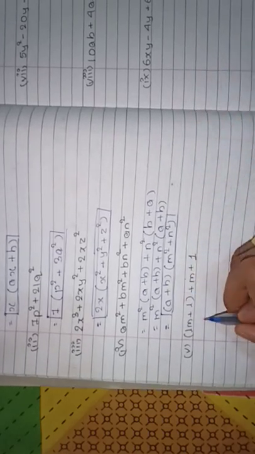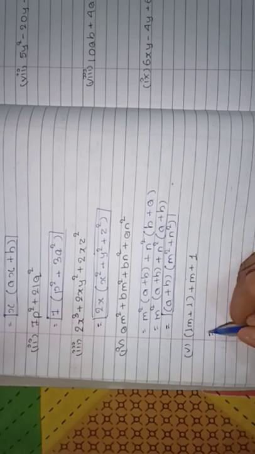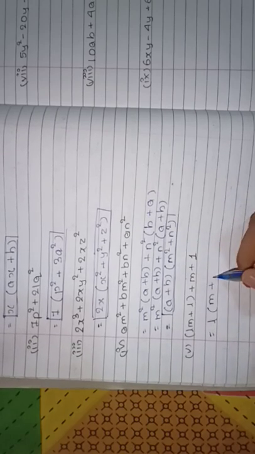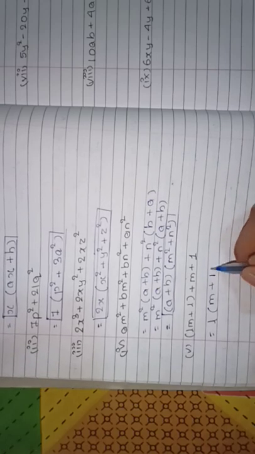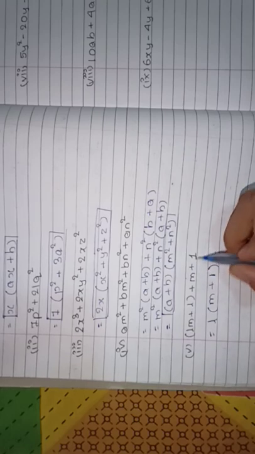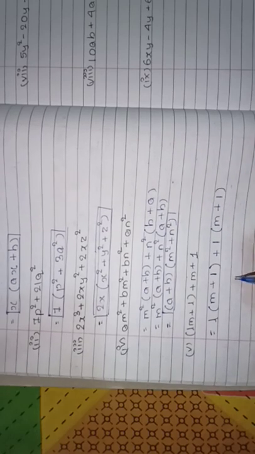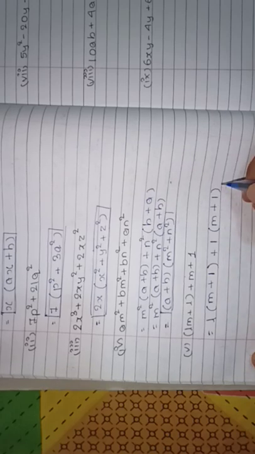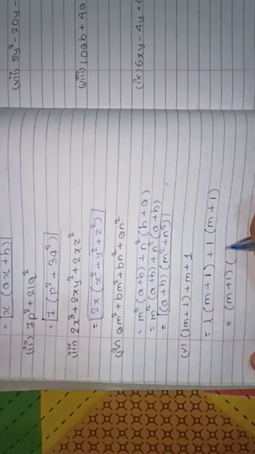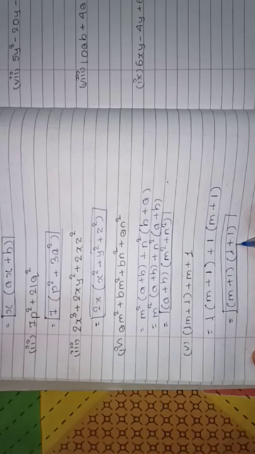Now fifth is lm plus l plus m plus 1. This is 1. So what is common in this? L is common. If you take l out, what will remain here? That is m plus 1 will remain. I have already told you 1 is a common factor of all. So if we take 1 common, what will remain inside? M plus 1. Now we can see that m plus 1 is common in both. If you take m plus 1 common, what will remain inside? That is l plus 1. So these are the factors, that is m plus 1 and l plus 1.